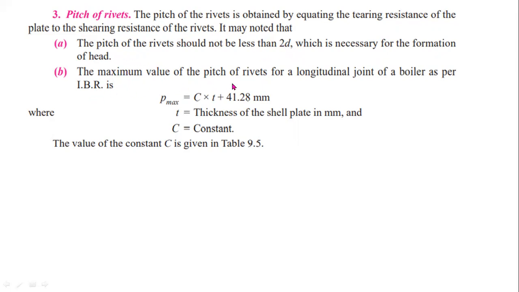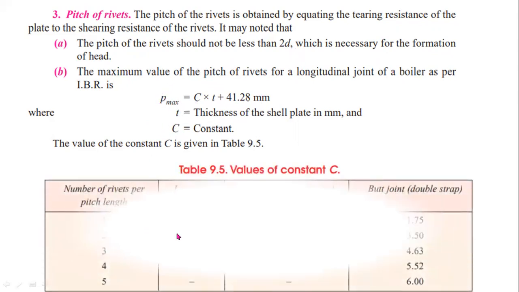The maximum value of the pitch of rivets for a longitudinal joint of the boiler, as per Indian Boiler Regulation, is P max equal to C into t plus 41.28 mm. C is a constant value, which may be taken from table number 9.5. t is the thickness of the boiler shell. Okay, this is the maximum pitch.